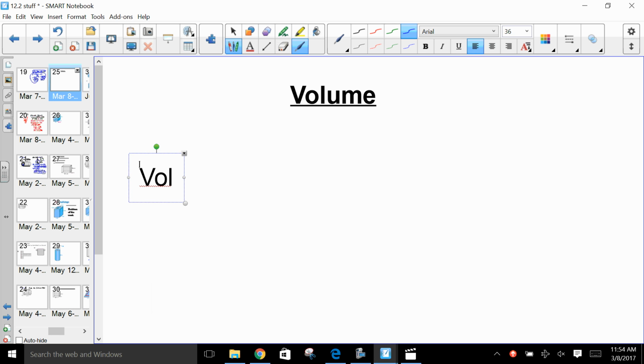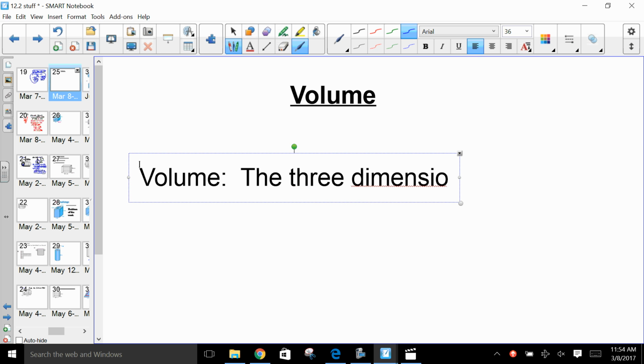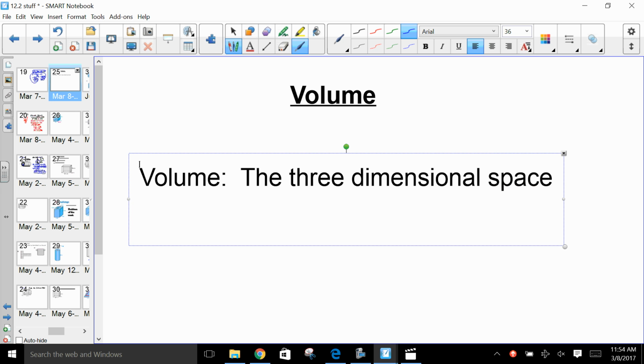All right, ready? Let's define volume. Here we go. The three-dimensional. See, we're going 3 dimensions now. We're ending the class in 3 dimensions. The three-dimensional space inside a solid.